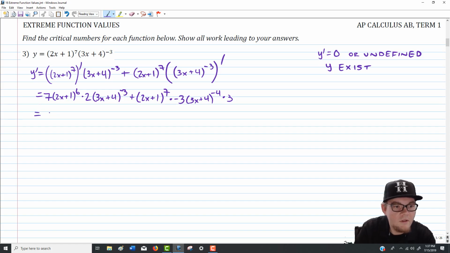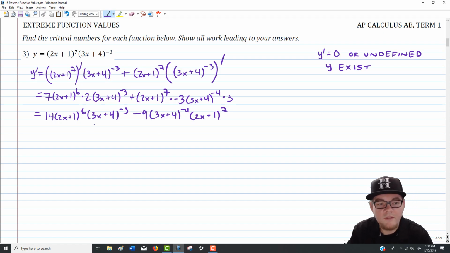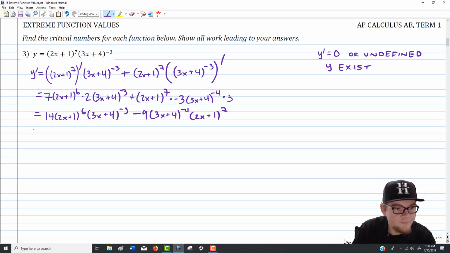So cleaning this up just a little bit, we're going to get 14 times 2x plus 1 to the 6th times 3x plus 4 to the negative 3rd. And then over here, we're going to have minus 9 times 3x plus 4 to the negative 4th times 2x plus 1 to the 7th. So with this in place, our next job is to factor out a GCF so we can see what the remaining factor is.